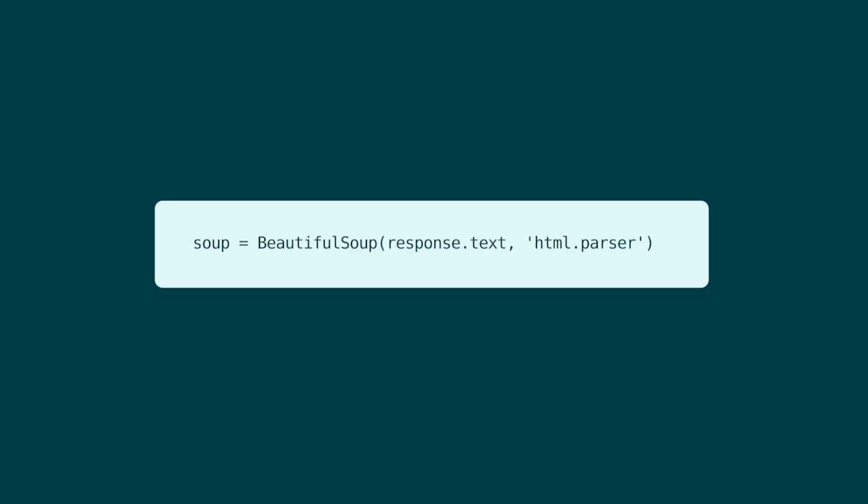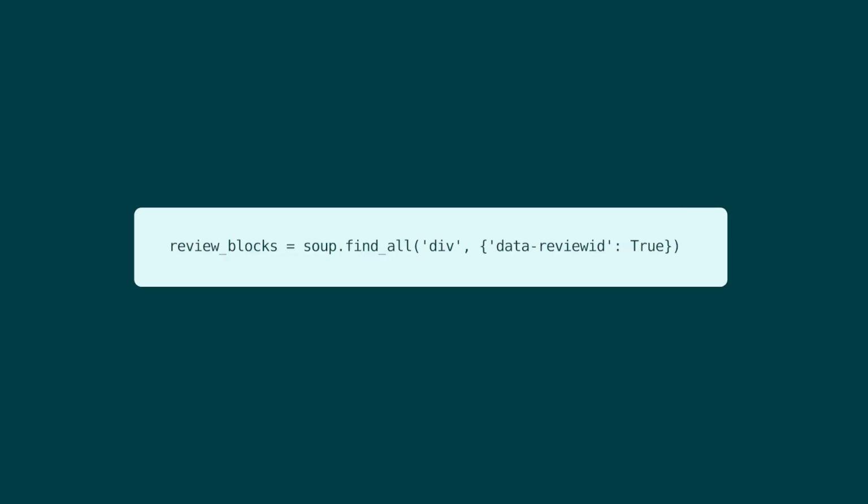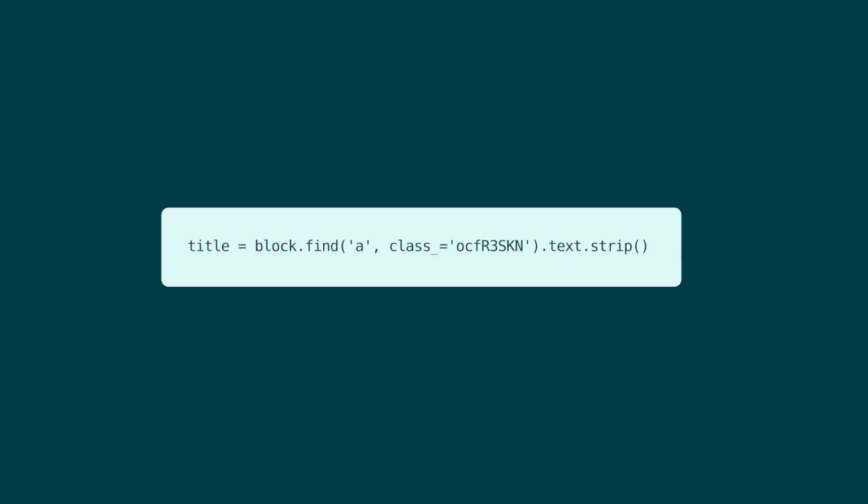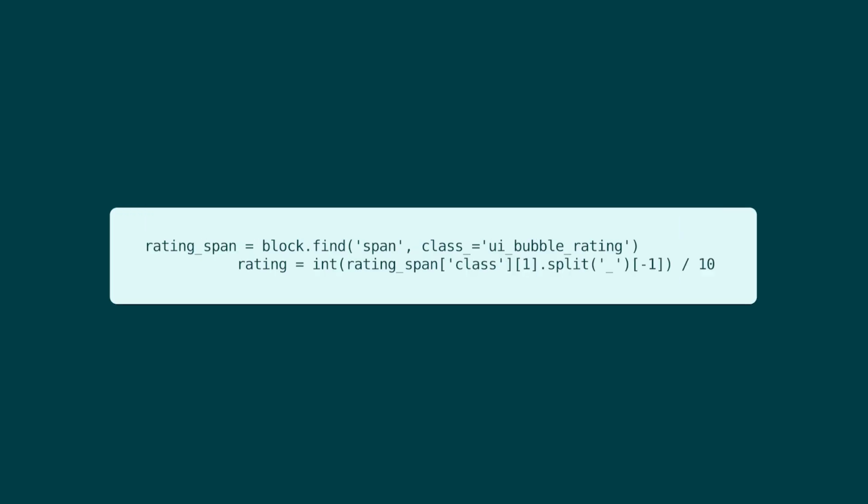This makes sure BeautifulSoup converts the raw HTML into a structured format we can search through to find specific review elements. This finds all div elements that contain a data-reviewed attribute. These correspond to individual review blocks. This line pulls out the review title. The class name targets the HTML tag that holds it. Star ratings are hidden in the class name, like bubble_50 equals 5 stars. This extracts and converts that class to a float value.